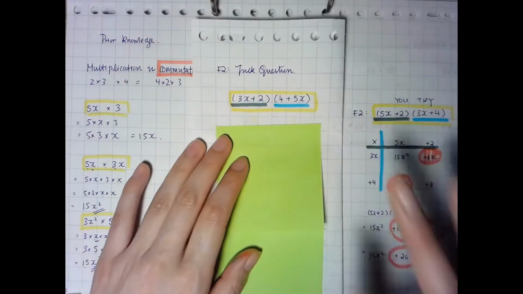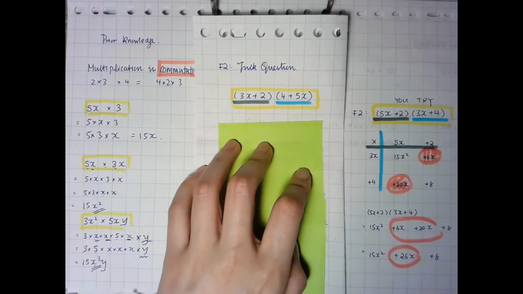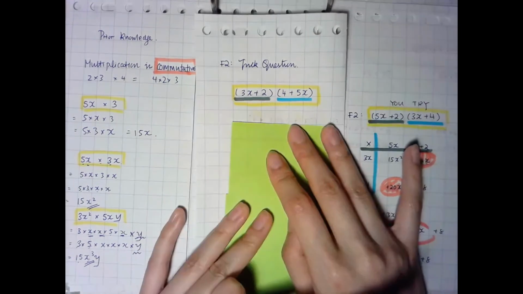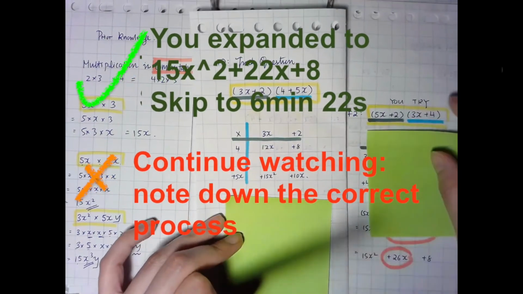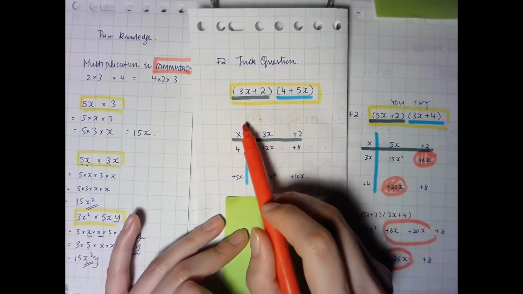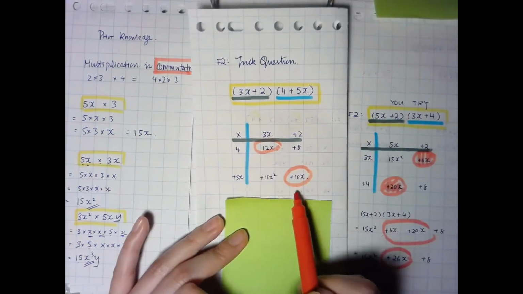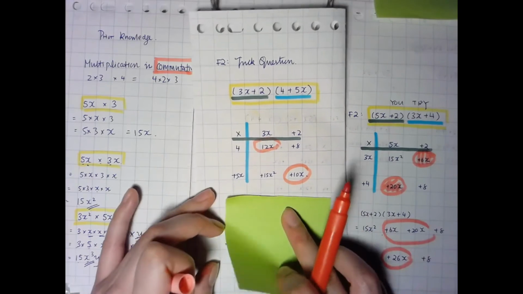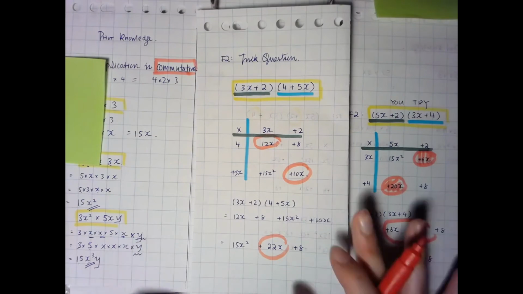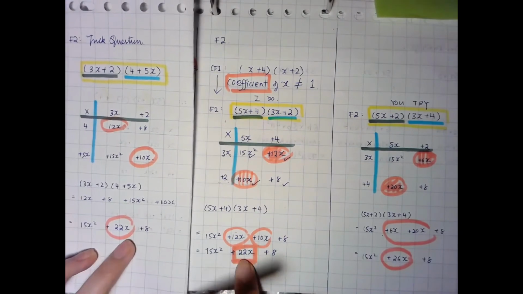Now the trick question. Again, compare it to what you've done before to see what's the same and what is different. How's your grid going to change? Pause the video and give it a go yourself now. Okay, your grid should be like this. 3x add 2 on the top, 4 add 5x in the column. Collecting your like terms here. 12x add 10x, this should give you add 22x in your expression. This should be really quite familiar because it was exactly the same as the first example that we did. 15x squared, add 22x, add 8.